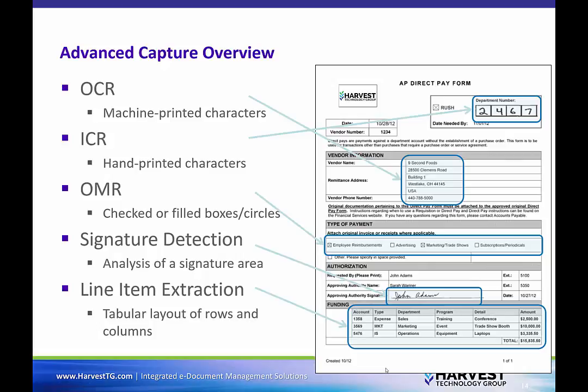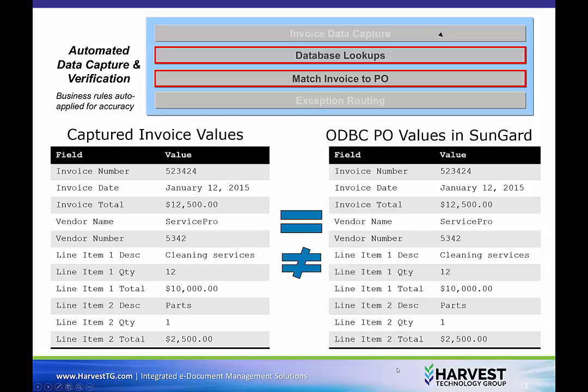So I mentioned OCR, which is generally going to be machine printed data, ICR for handwritten characters, OMR marks, so checkboxes, yes, no, so on and so forth, even signatures, so is the form signed or not? And we can go as far as doing line item detail extraction. I won't get into that in this presentation here, but if you're interested in completely automating your AP vendor invoice process, talk to us and we can show you how we can do that. So eliminating keying altogether.